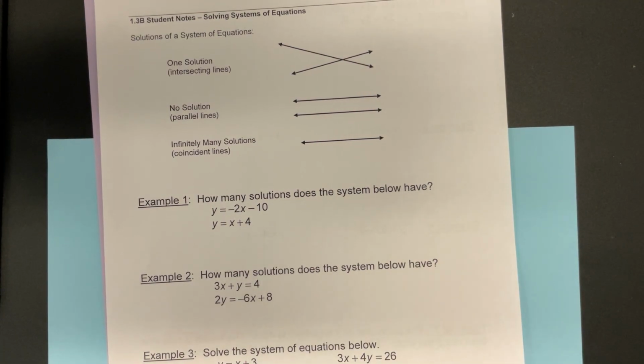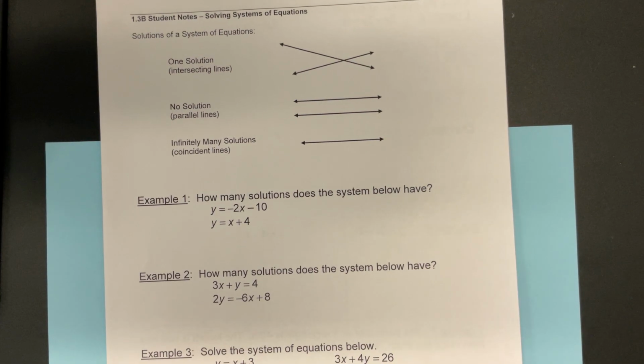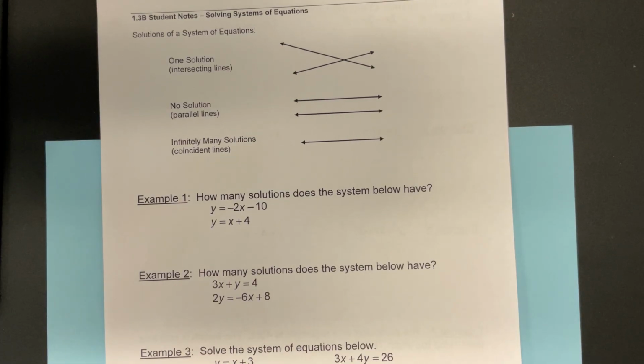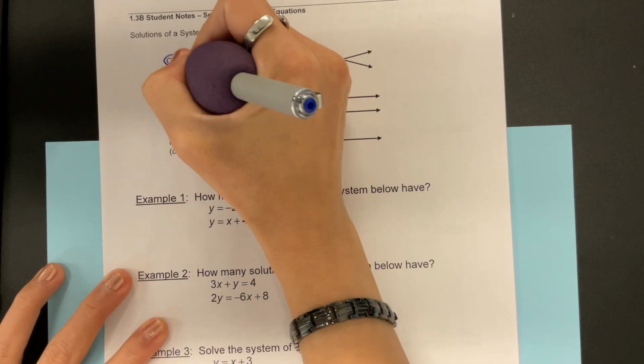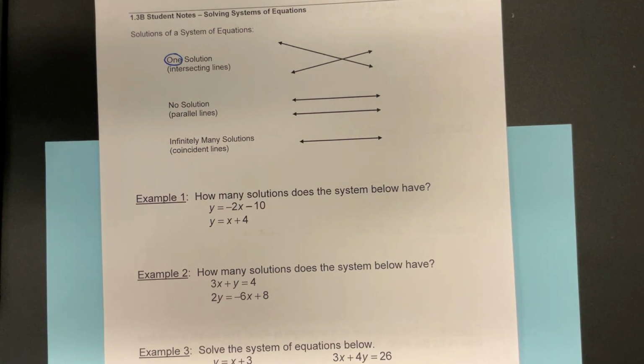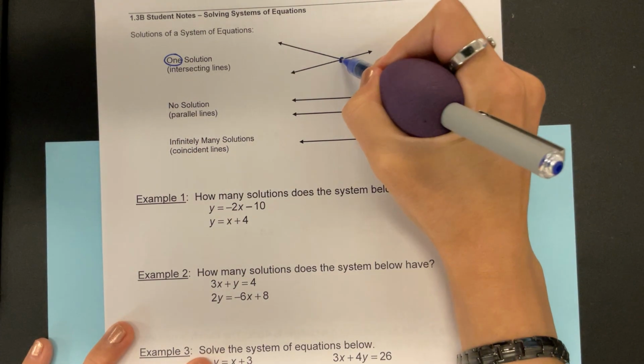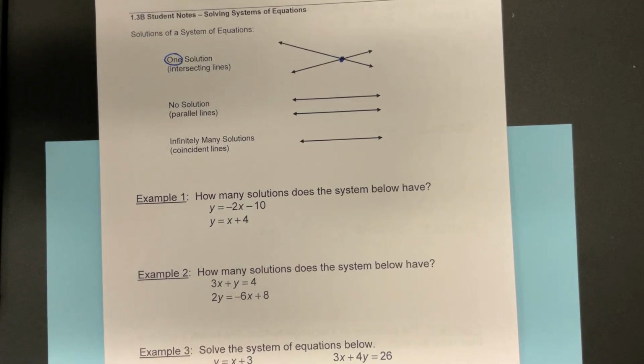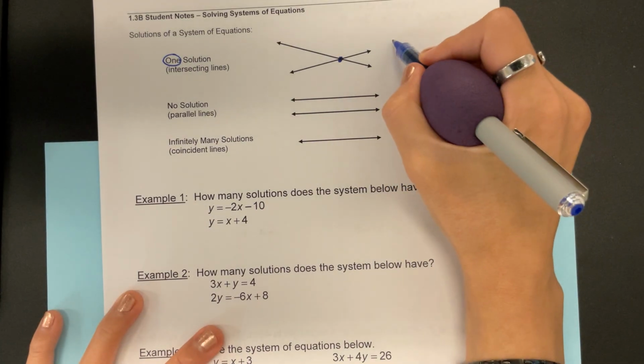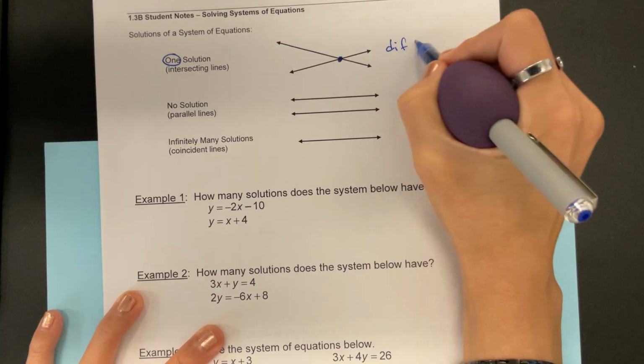So we have three types of ways two lines can cross. It could be parallel or coincident. And let's see what that basically means. When you have one solution, back in Algebra 1 and Algebra 2, we have one solution right there. Do we have the same slope or different slopes? Different slope.